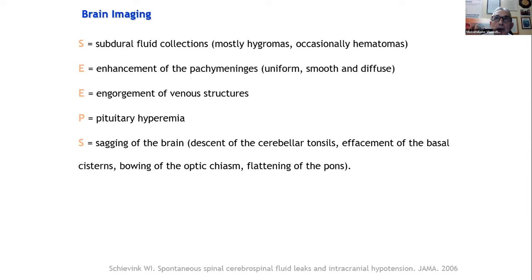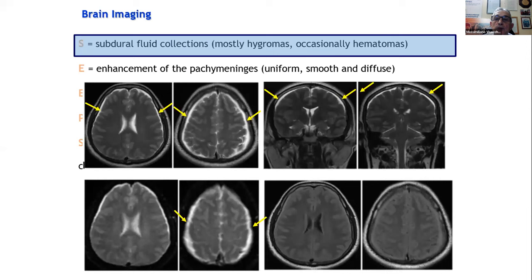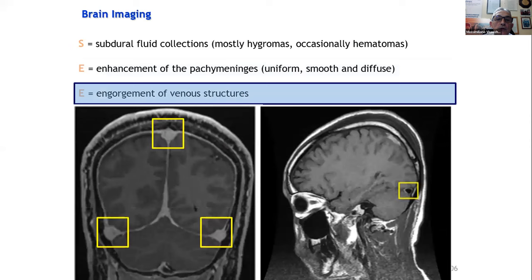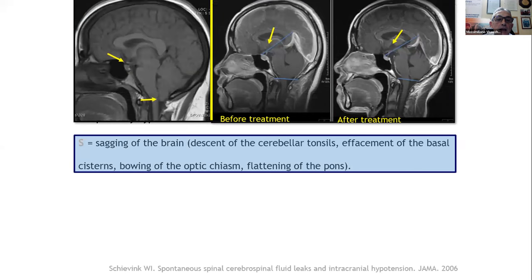traumatic pathways to reabsorb in artificial way CSF is responsible for this clinical picture associated with the subdural fluid collection, like hygromas or hematomas, or enhancement of pachymeninges, or engorgement of venous structures, or pituitary hyperemia. And finally, the typical picture of sagging of the brain. That means that the cerebellar tonsil herniates through the occipital foramen with an effacement of the basal cisterns, bowing of the optic chiasm, and flattening of the pons.